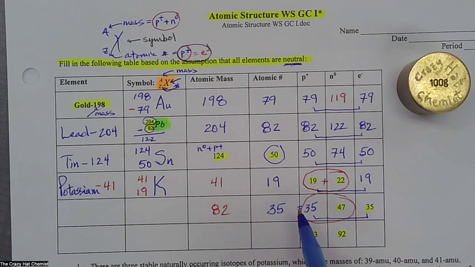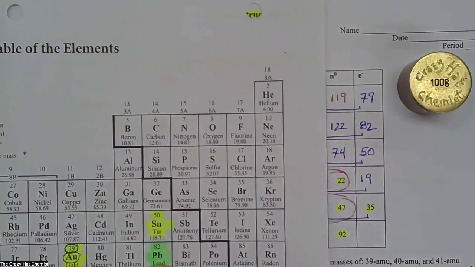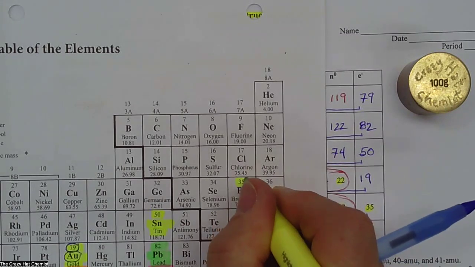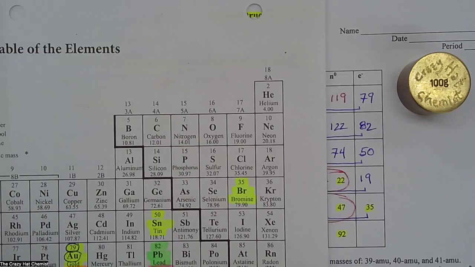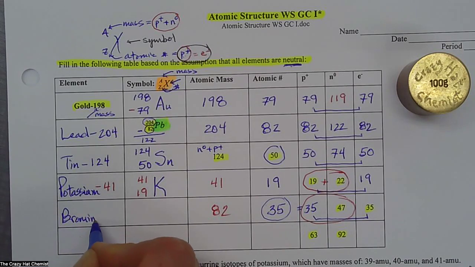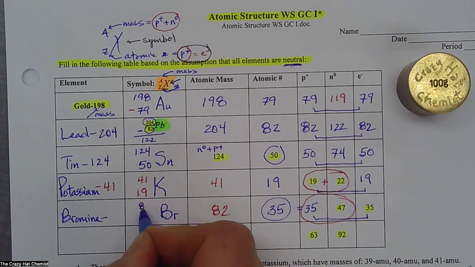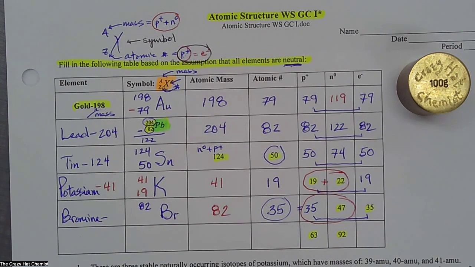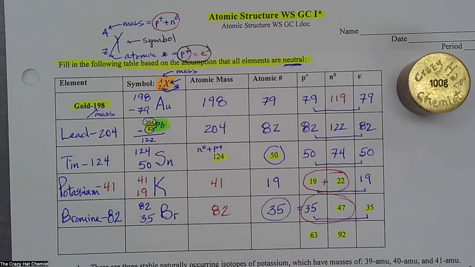And then we are going to look on our periodic table, and we're going to find element number 35. Where is number 35? Let's see if we can find that. It's right here. Here is element number 35. It is capital B, lowercase r, and that is for bromine. So bromine, dash, and it is a capital B, lowercase r. The mass is 82. That's the sum of the protons and the neutrons. The atomic number is 35. It is called bromine-82. Okay. All right, next one.